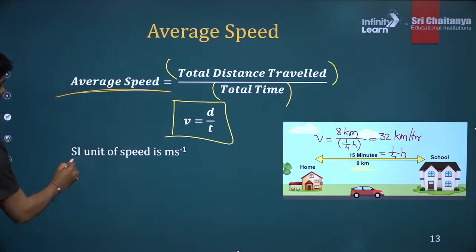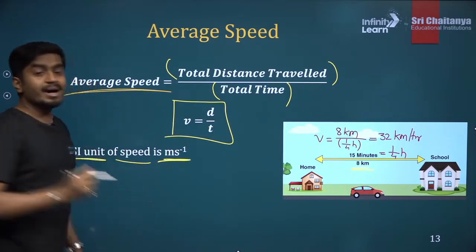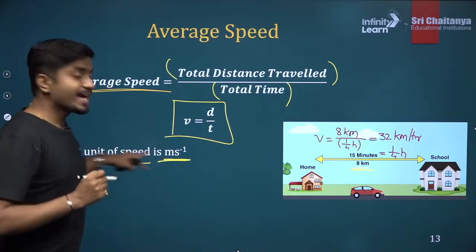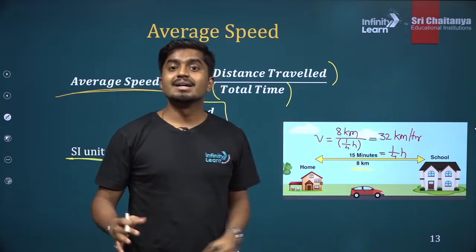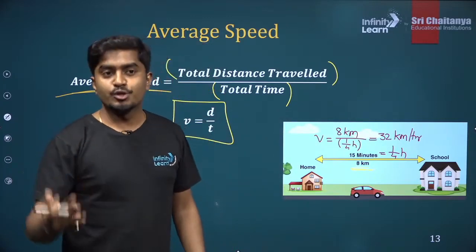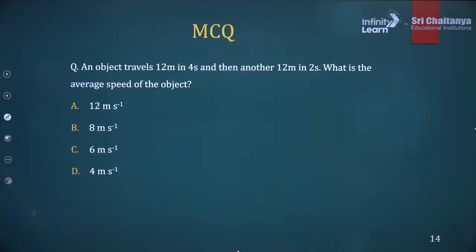And what is the SI unit of speed? It is meters per second. This is the SI unit. There are other units used, for example, kilometers per hour. This is also a very commonly used unit for speed. Let's solve this question. Everyone try to solve. Type your answer in the chat.